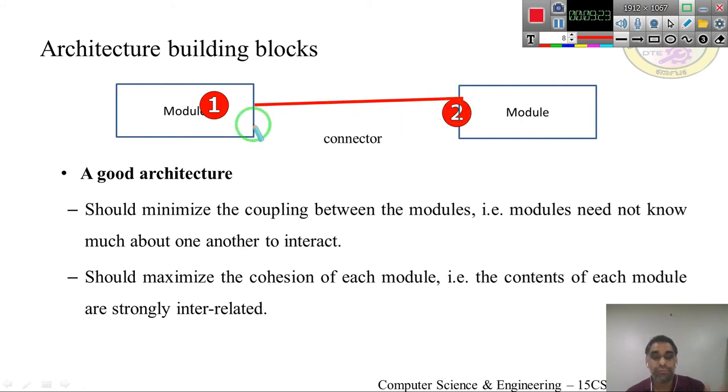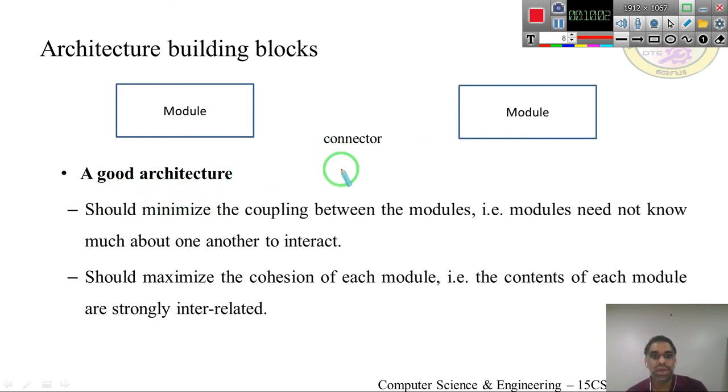Because see, if modules don't communicate with each other, then how would you pass the data? We know that the whole component gets divided into separate modules, right? So it is very much necessary to share the data among these modules. So without a connector, communication would not have happened. So in order to have communication, there should exist a connector which connects these two modules in order to have an interaction. Fine.